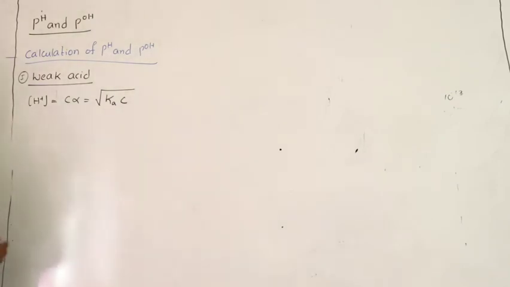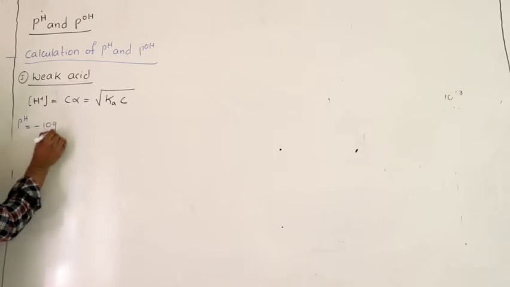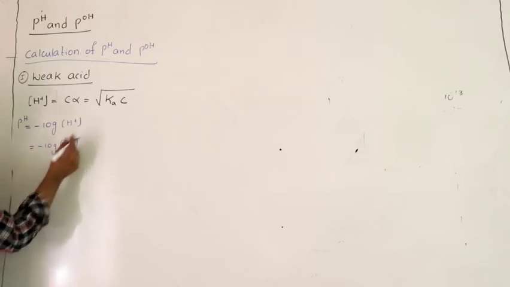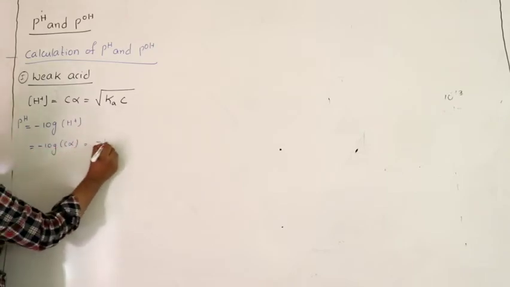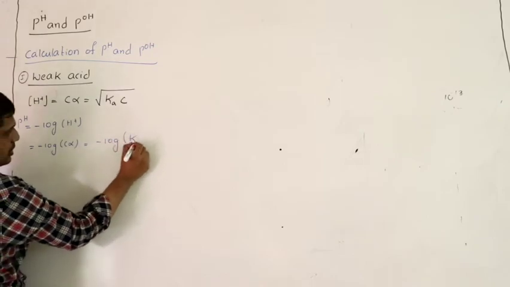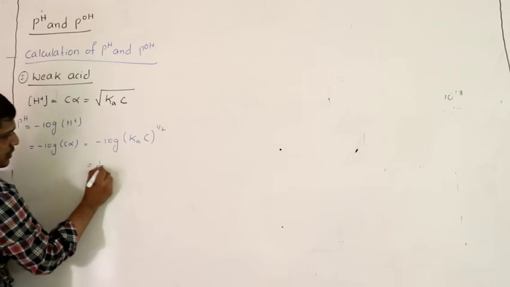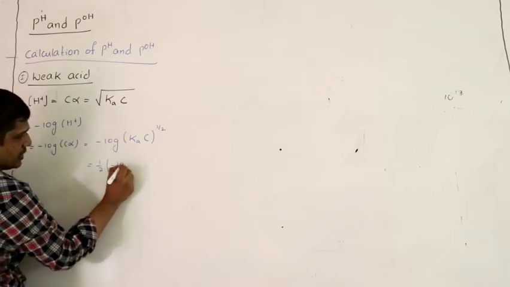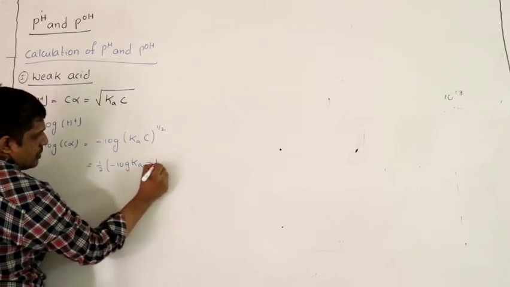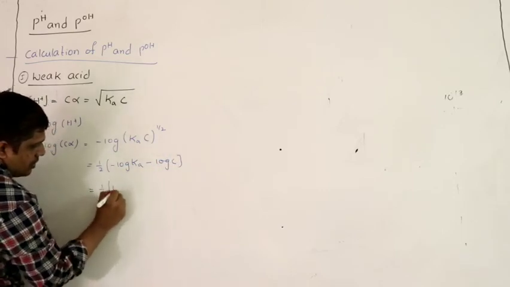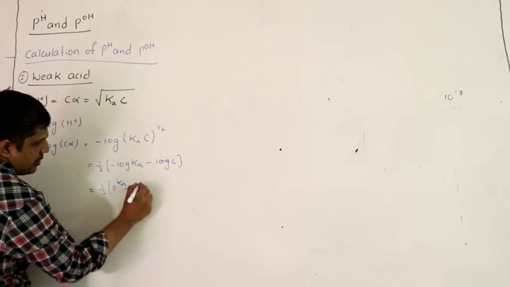So, we have to find pH. What is pH? pH equal to minus log H plus. So, minus log H plus is nothing but C alpha, or you can use this equation if it is given, minus log of Ka into C whole power half. This is equal to half pKa minus half log C.